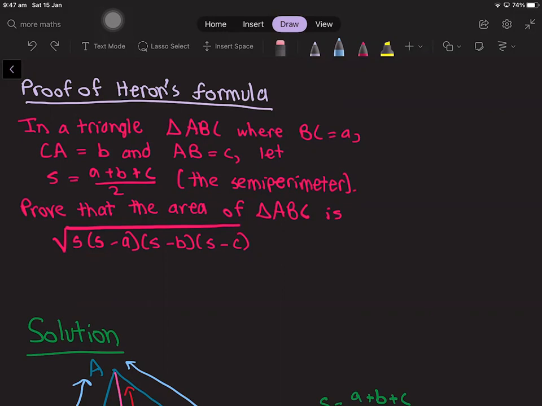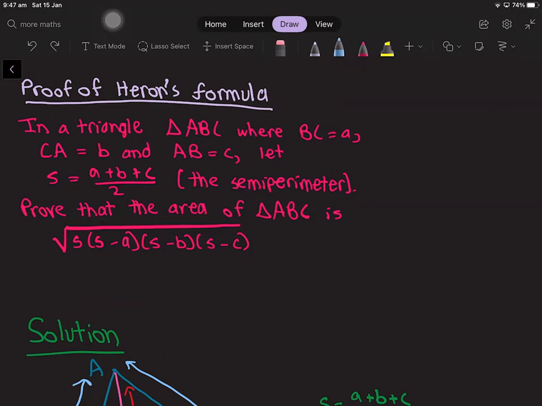In this video, we'll be having a look at a proof of Heron's formula in geometry. So if we have a triangle ABC where we label the sides BC as lowercase a, CA as lowercase b, and AB as lowercase c, we let S equals (a plus b plus c) over 2, and this is the semi-perimeter of the triangle, so this is half of the perimeter.